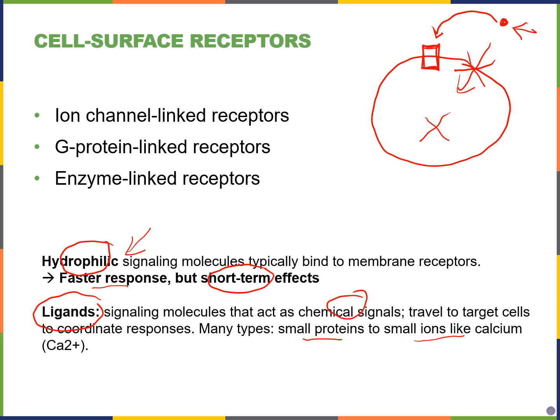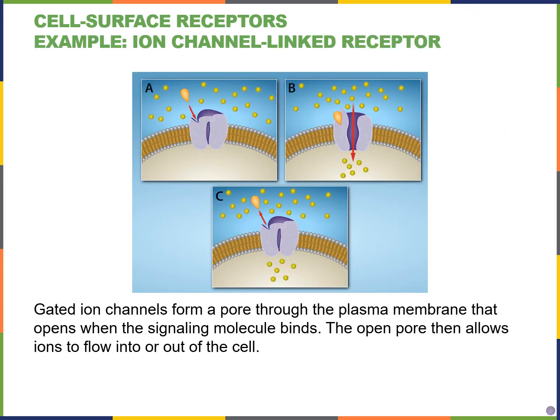For the types of receptors they bind to, we're going to look at three types. One is an ion channel linked receptor, another is called a G protein linked receptor, and finally we have enzyme linked receptors, and we'll go through each of these one at a time. Let's start with the ion channel linked receptor.